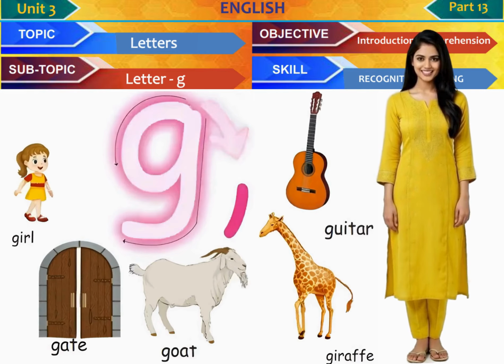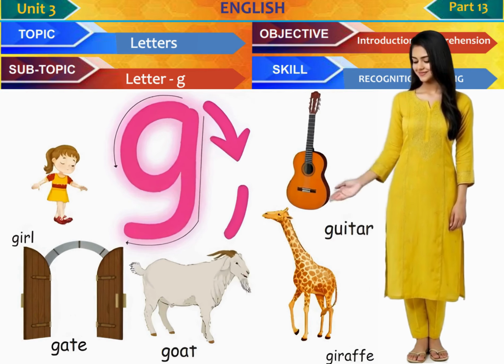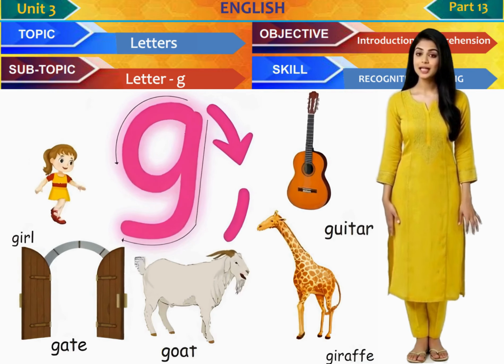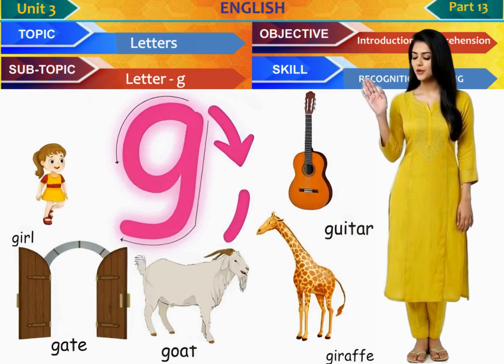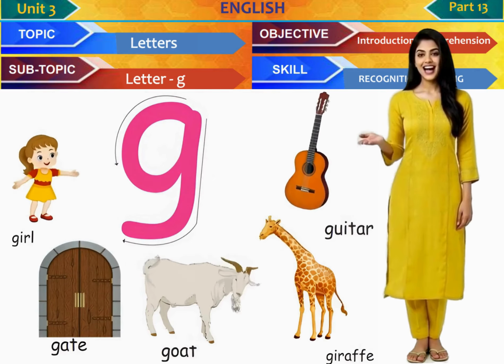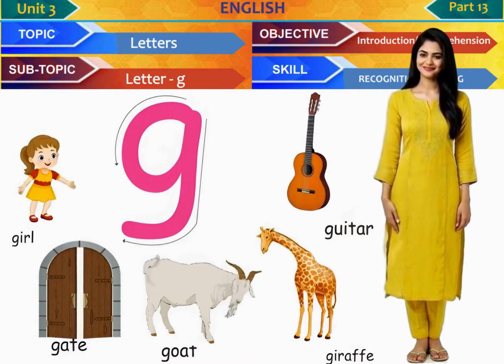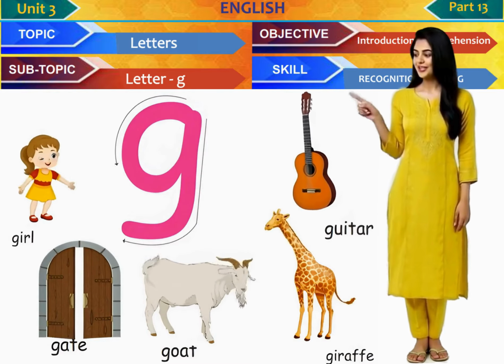Welcome back, children. Today we will learn about letter G. Children, look at the pictures on the page which are surrounded by letter G. We can see a girl, gate, goat, guitar, and giraffe. All these words start with the letter G.